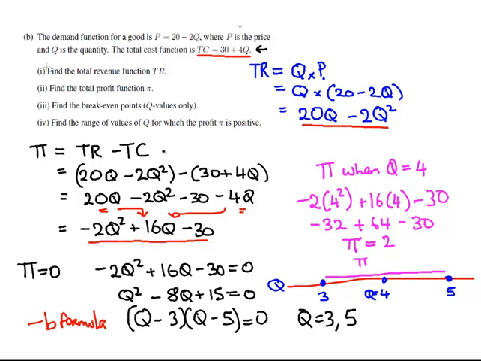Okay, so the answer to the last one, find the range of values. It's not positive at Q equal to 3, and it's not positive at Q equal to 5. So we would say for Q greater than 3 but less than 5, the profit function is positive. Okay, so that ends that presentation.